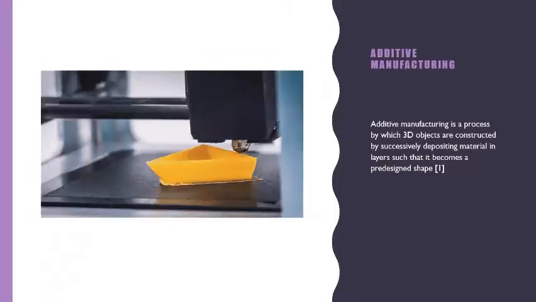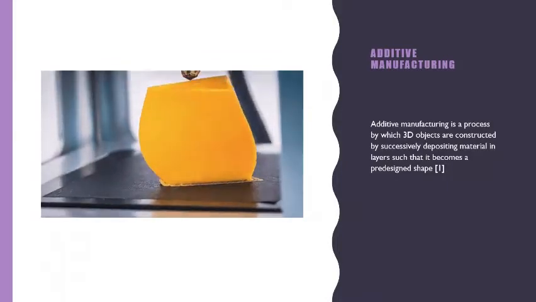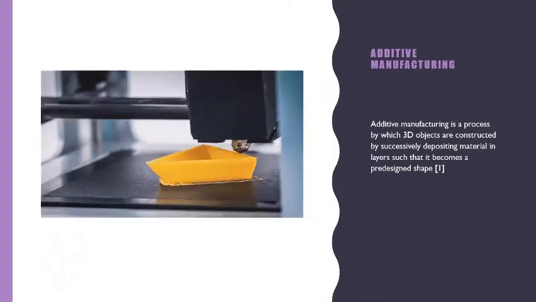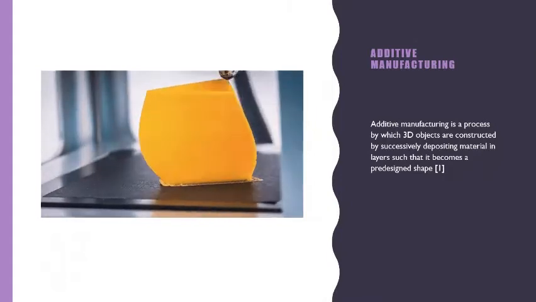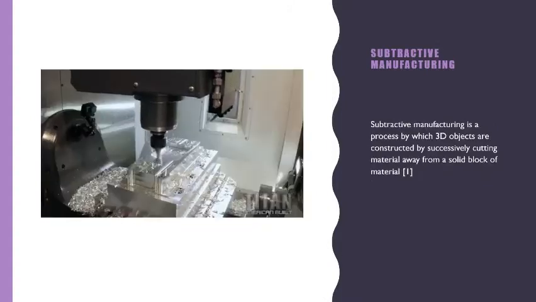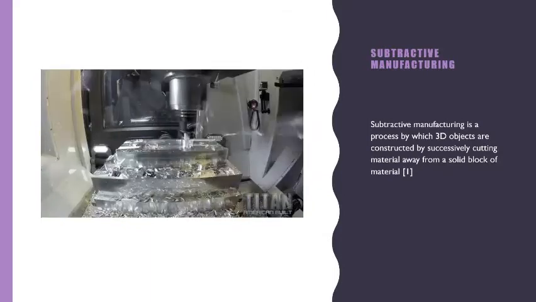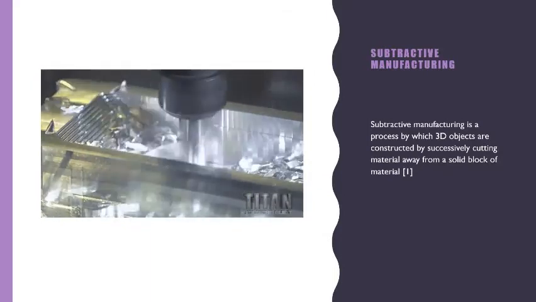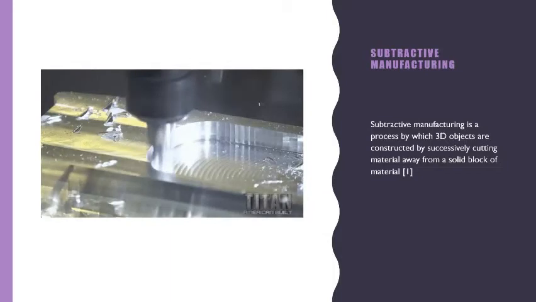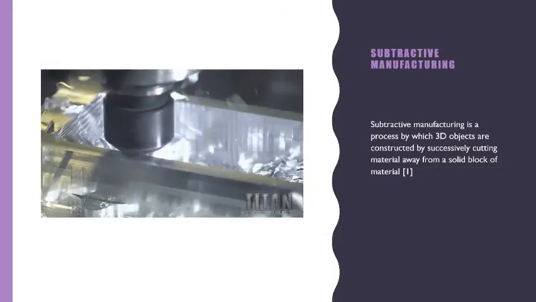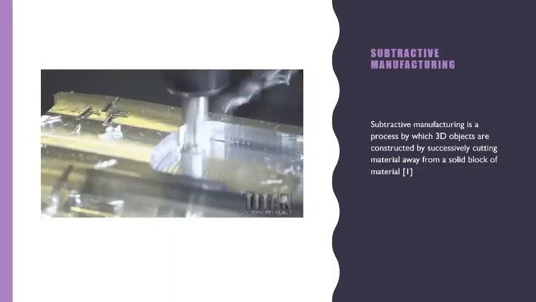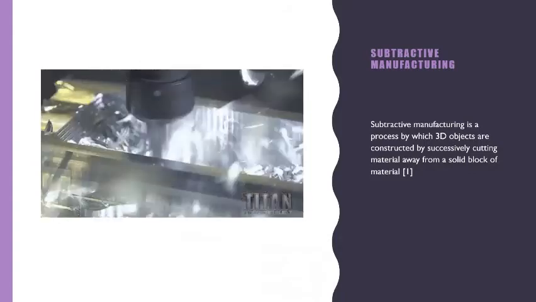Additive manufacturing is defined as a process by which 3D objects are constructed by successively depositing material in layers such that it becomes a pre-designed shape. In other words, 3D printing. Subtractive manufacturing is defined as a process by which 3D objects are constructed by successively cutting material away from a solid block of material. In other words, machining.